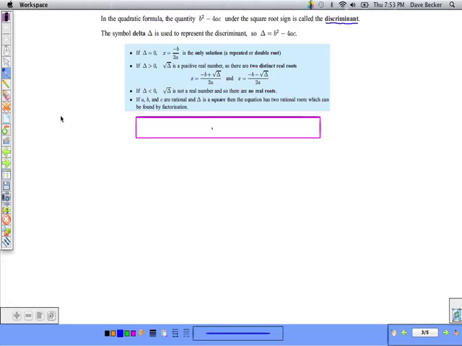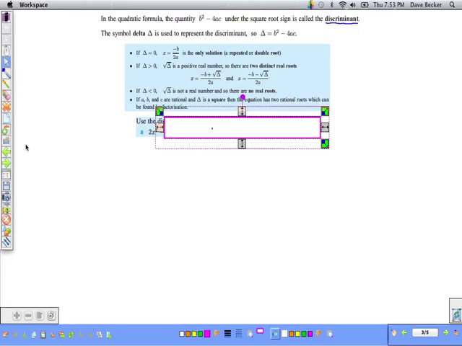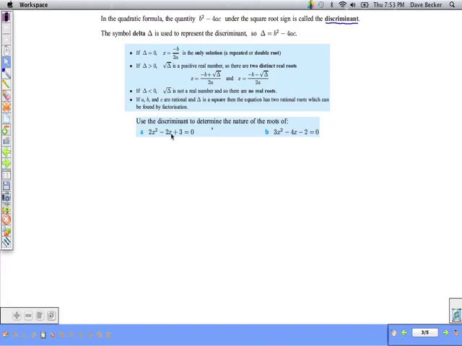So, what can we do? Oops, got the dot. Oh well, we're going to have to build a bridge and get over that. Let me get rid of that rectangle, and we are going to use the discriminant to determine the nature of the roots of these two quadratic equations. So, here we go. So, delta equals b squared minus 4ac.